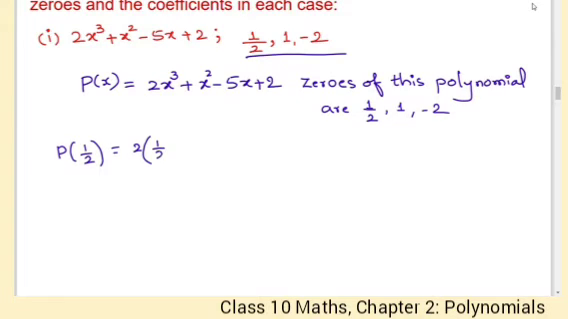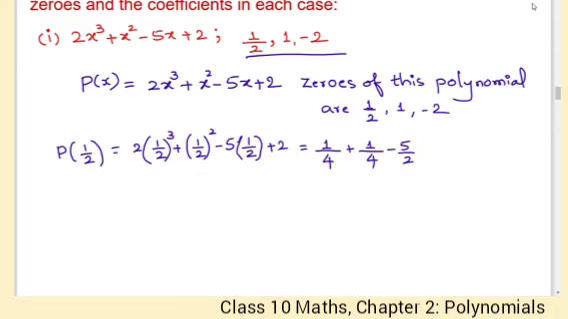Here p of 1 by 2, now in place of x put 1 by 2. For the polynomial p of x, you will be getting 1 by 4 plus 1 by 4 minus 5 by 2 plus 2. Now again you simplify these terms. It will be 0.